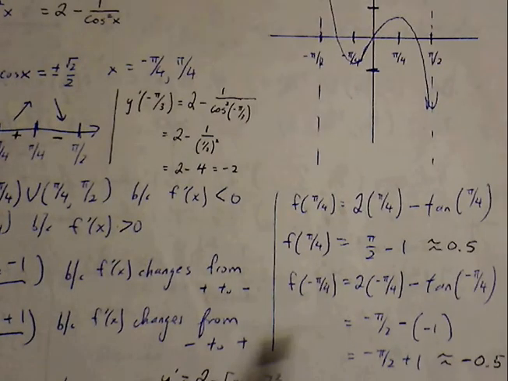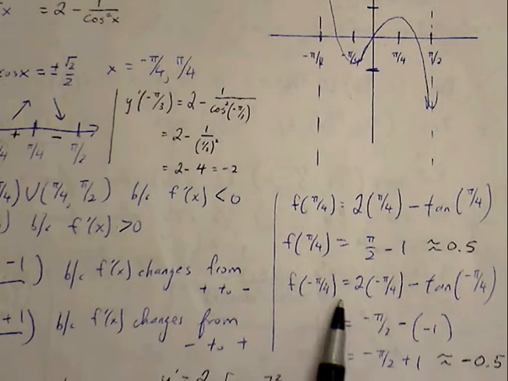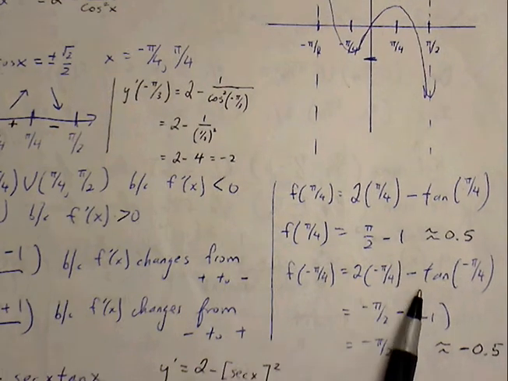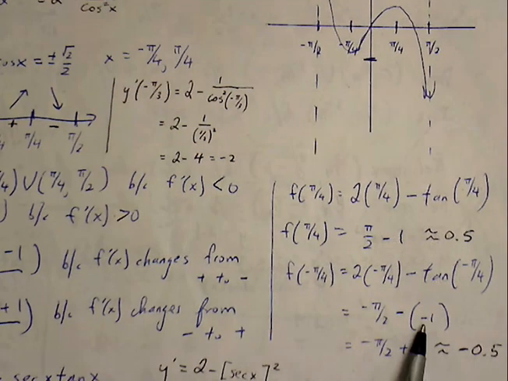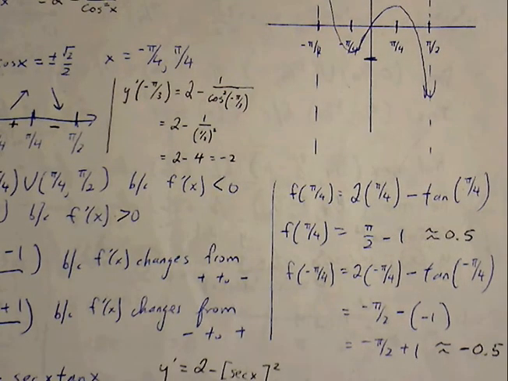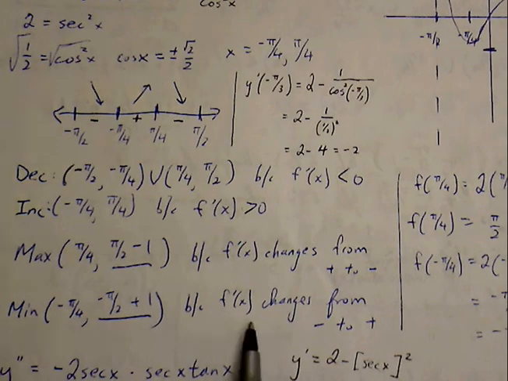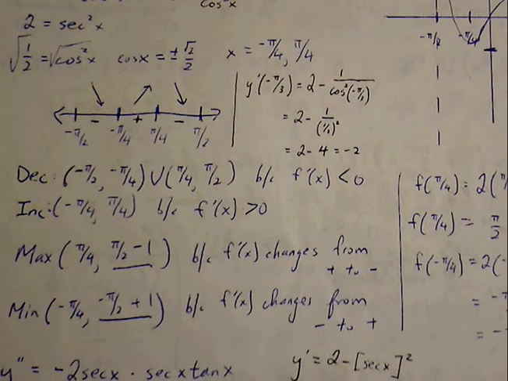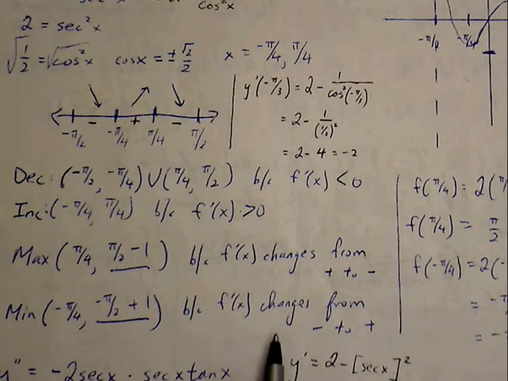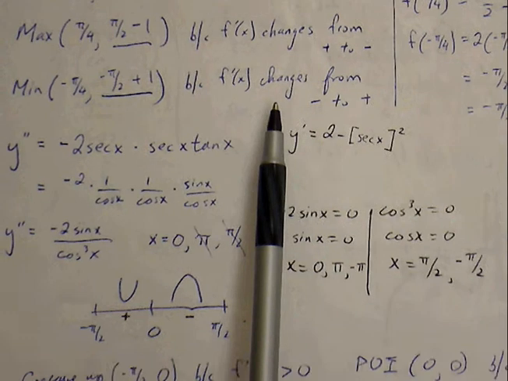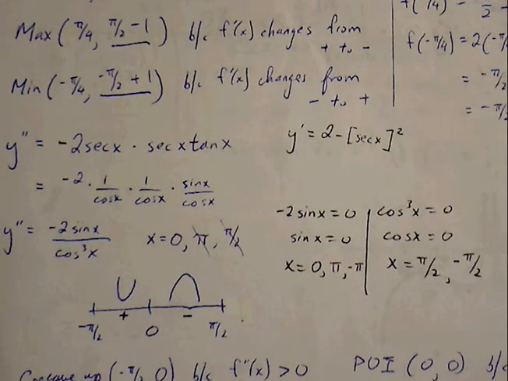I have the work shown here. All right. 2 times negative π/4 minus tangent of negative π/4. Okay. That'll get you to negative 0.5. So we know that there's a relative min because f prime changes from negative to positive. Okay, so now we're done with f prime. Let's move on to our second derivative so we can determine concavity and point of inflection.